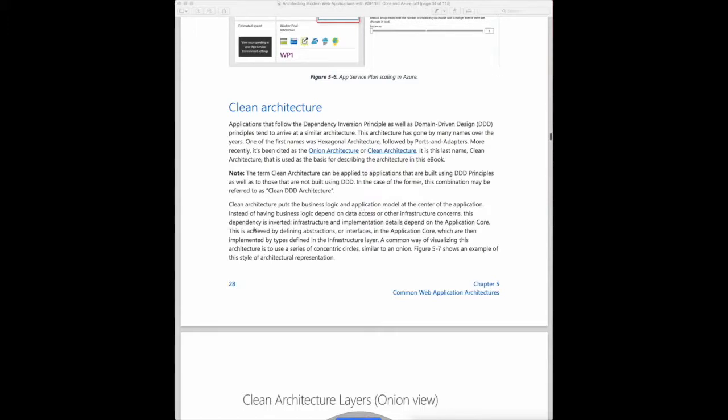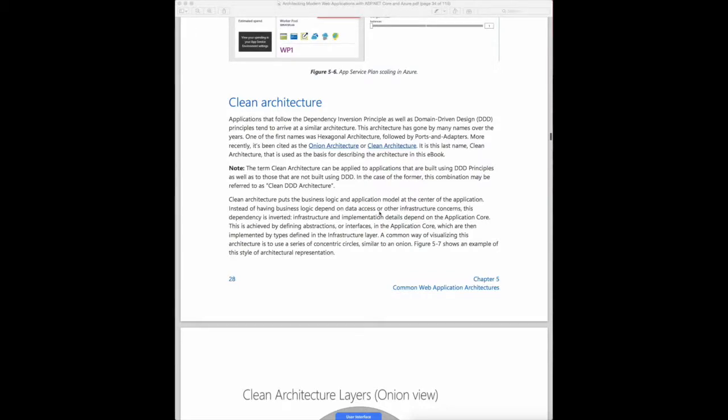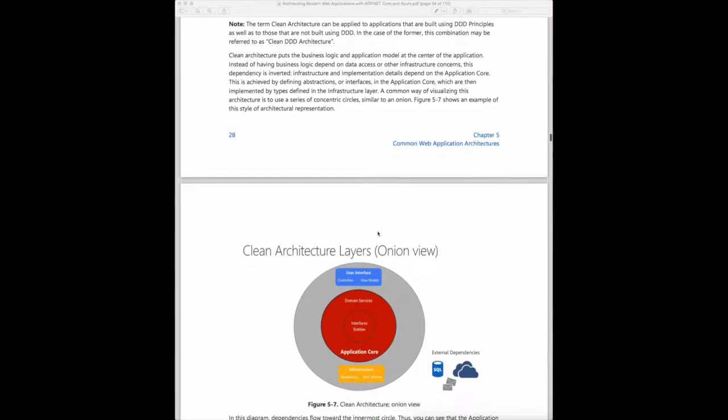I'm reviewing a clean architecture book from Uncle Bob. I was not aware that clean architecture is a common name. I thought Uncle Bob came up with that name, clean.